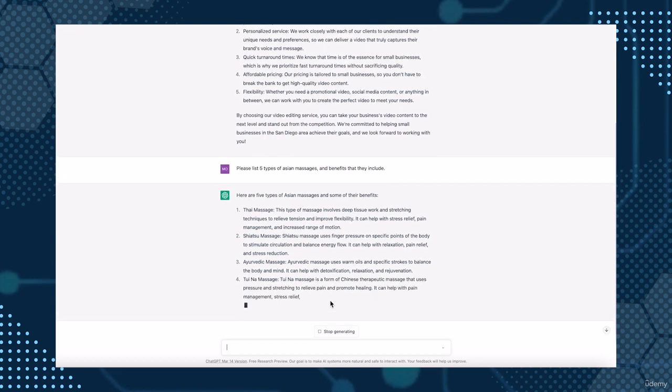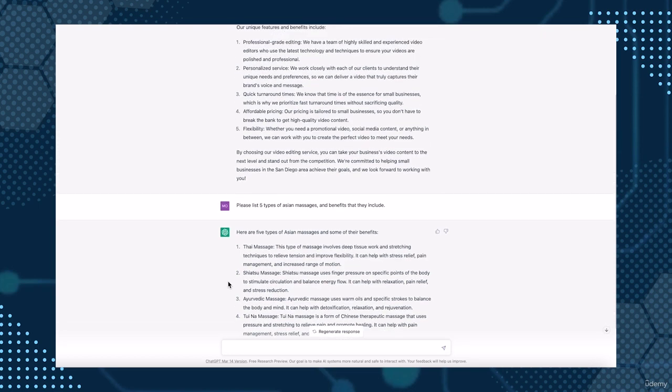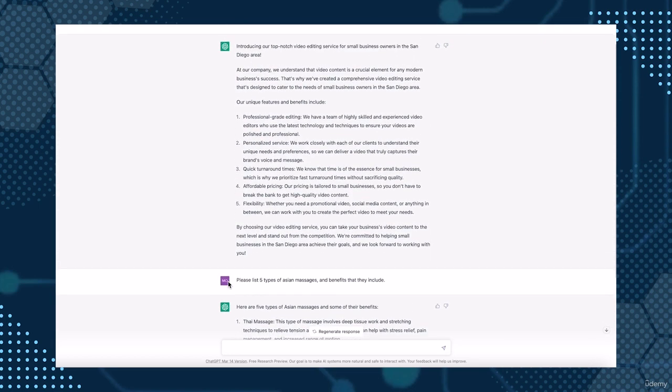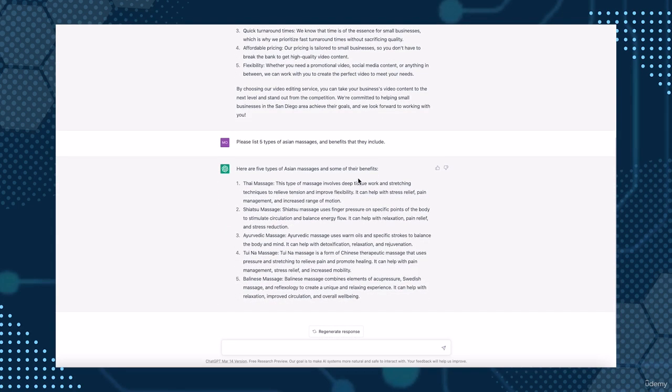Okay, so now it's generating these types of massages. And as you notice, it's much more targeted. So there's Thai massage, shiatsu massage, Ayurvedic massage, Tuina massage, and Balinese massage. Now, I know I've had three of these before, so I know these are real, targeted, actual massages. So what we're going to do now is go back in here and change our initial prompt so that it can speak to this type of massage.